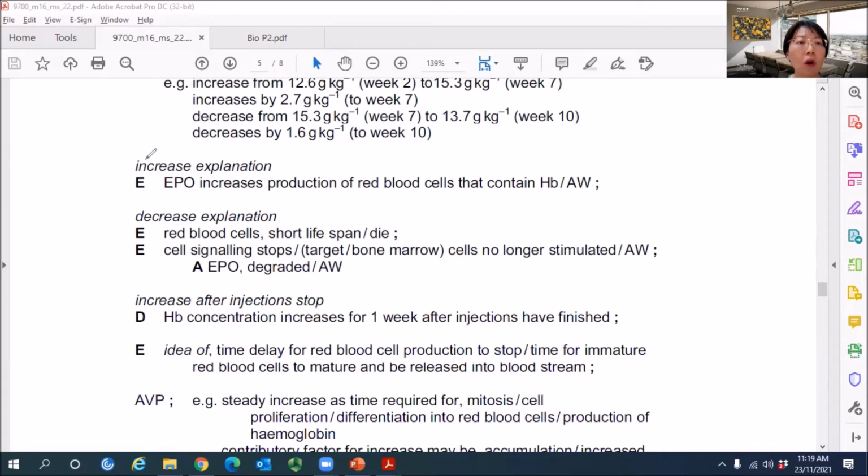So when the EPO is being injected, which is a signal molecule, right? And the target cell is bone marrow. So it targets the bone marrow cells to increase the production of red blood cells. So EPO is a signal molecule. When it's injected, it will target the bone marrow cells to produce red blood cells. So therefore, there'll be more hemoglobin being synthesized. Okay? So this is to explain why the curve actually increases.